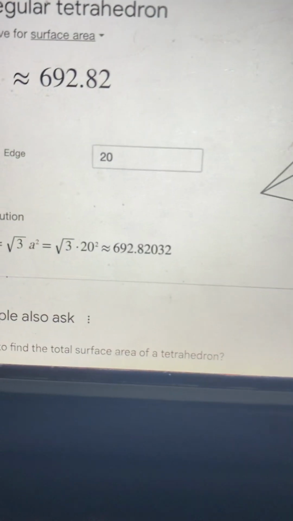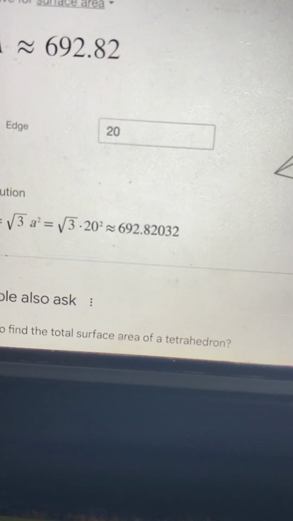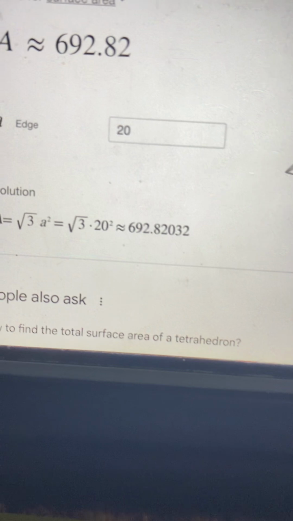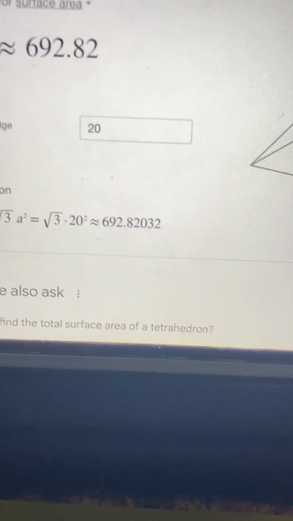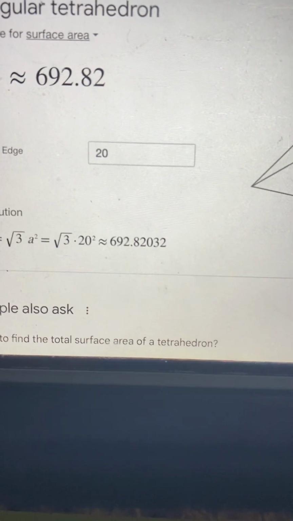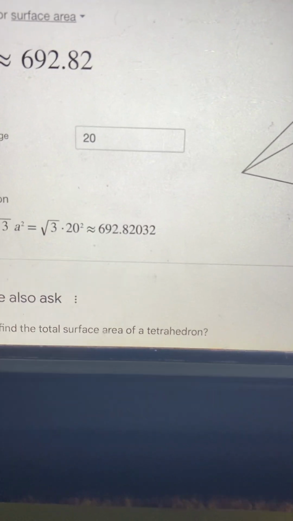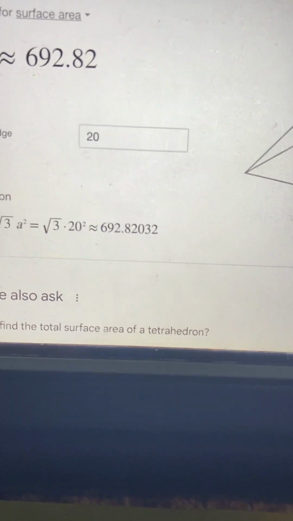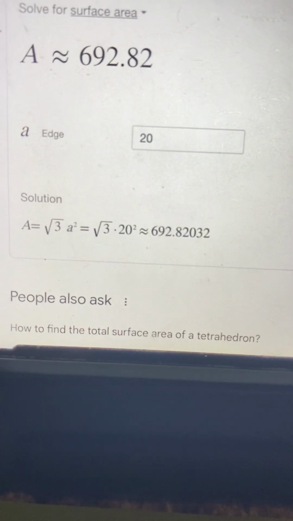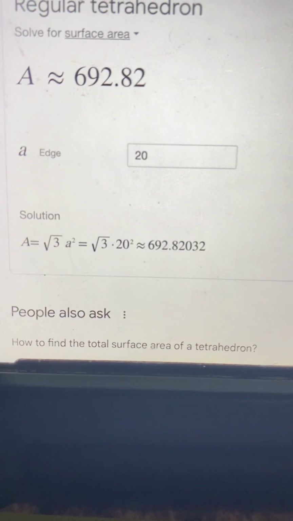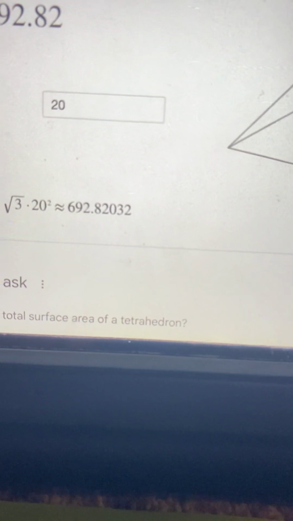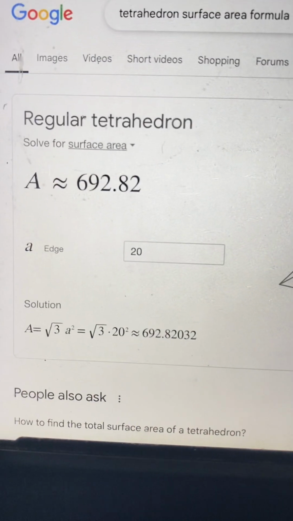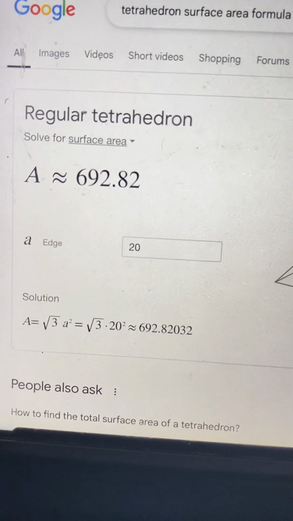When you see an exponent here, you don't multiply 20 by 2. Instead, you multiply 20 2 times. So simply 20 times 20, that is 400, because there are 2 zeros, and 2 times 2 is 4. So 400, and then 400 times the square root of 3 would approximate to around 692.82032, which is very, very long.